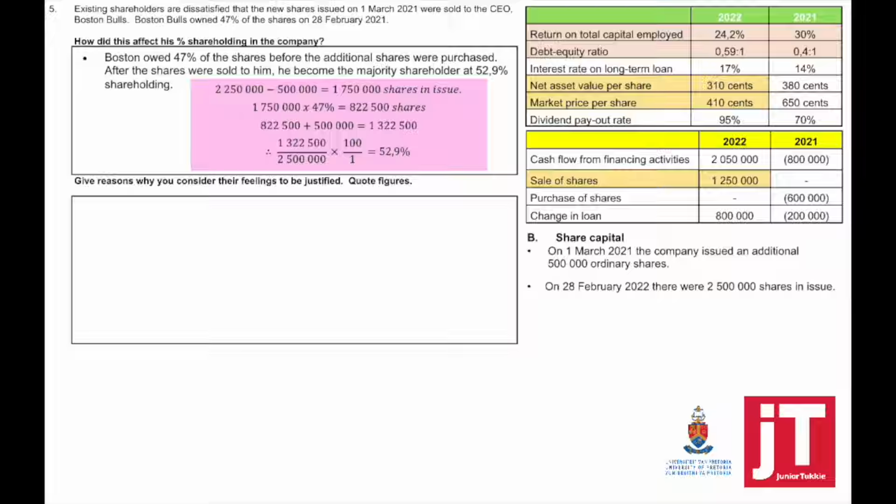So now they're asking, give reasons why you would consider their feelings to be justified, and quote figures. So looking at it, he is the CEO, so he's getting preferential treatment. He purchased the shares for R2.50. How do I know this? The sale of shares we received was an inflow of cash of 1,250,000. So if we divide that by 500,000, that means the purchase price was R2.50.